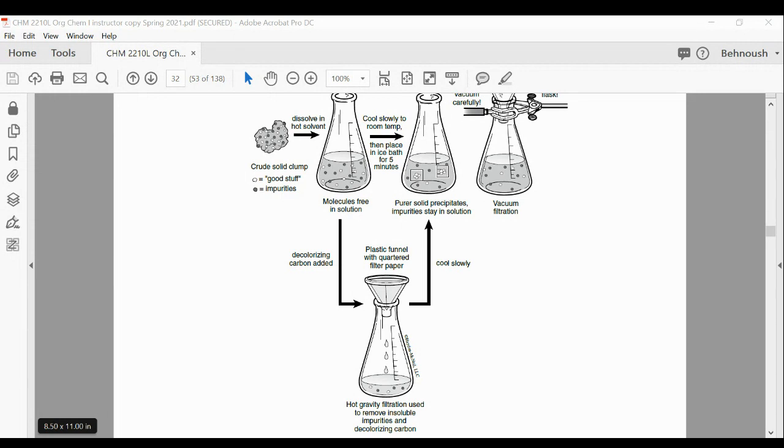Can you tell me how you would get crystals from a solution that is not saturated? Okay, if it's too dilute to form crystals, very good. Then what would you do? It's good that you answered. If it's not saturated, what would you do?